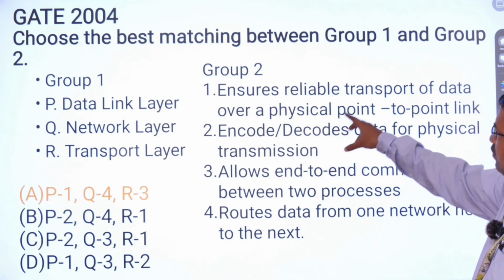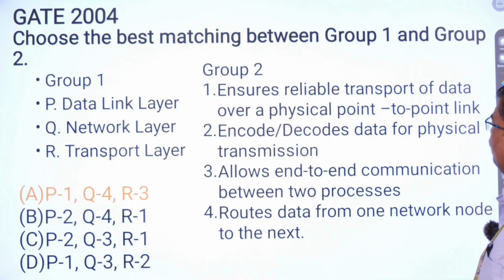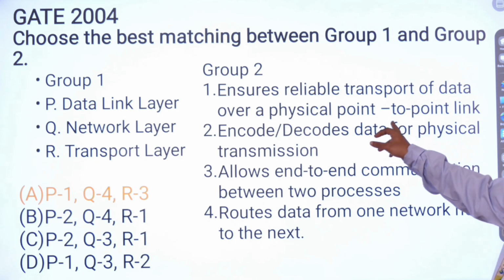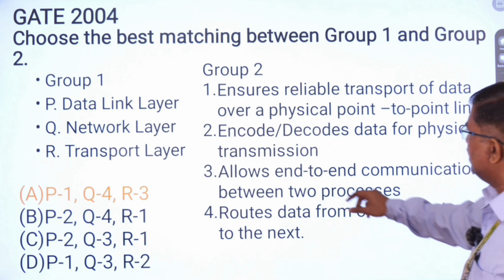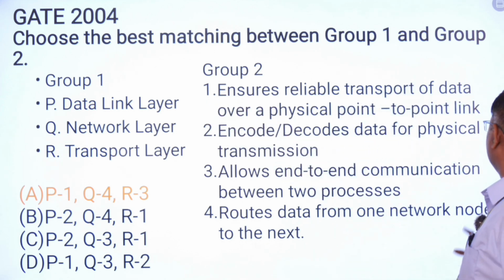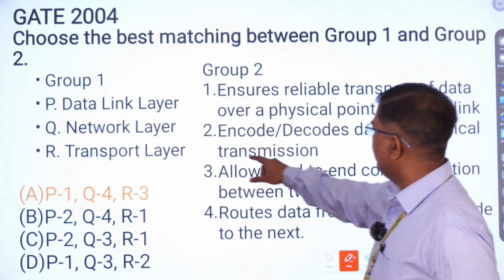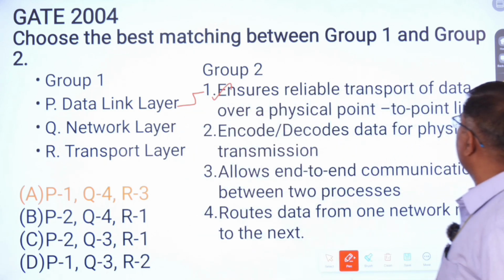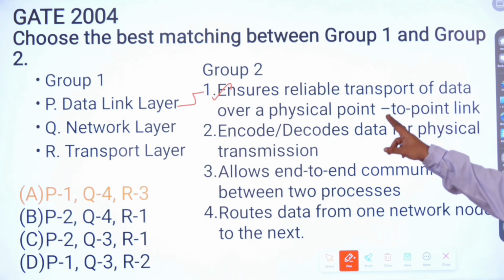So first we read out what the functionalities mentioned here are. It ensures reliable transport of data over a physical point-to-point link. Is this matching or not? We need to compare these statements, starting with the first, the data link layer. That is matched with the data link layer. So it ensures reliable transport of data over a physical point-to-point link. That is matched with group 1 P.